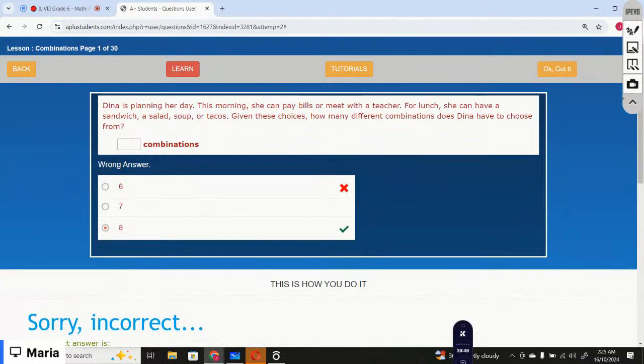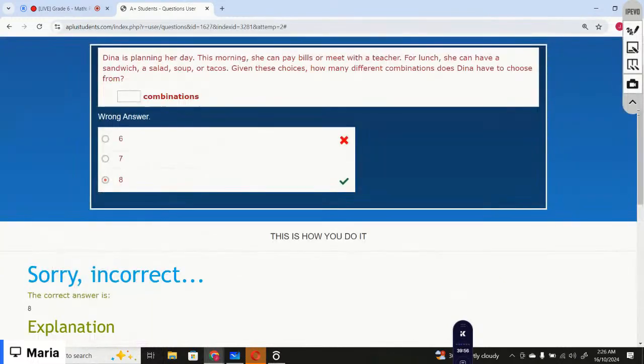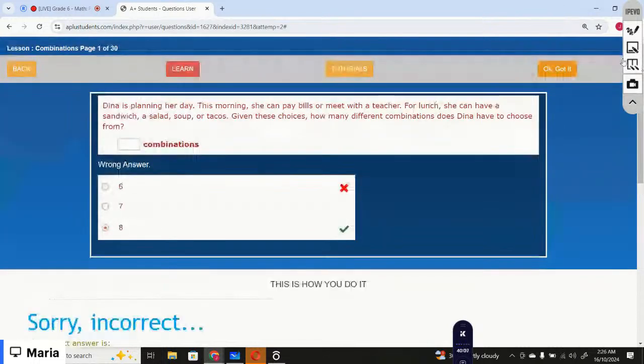8. 2 times 4. Oh, 4 options. Salad, soup, and tacos. Right here you have 4 options. 8, it is 2 times 4. That is 2 times 4. Sorry.